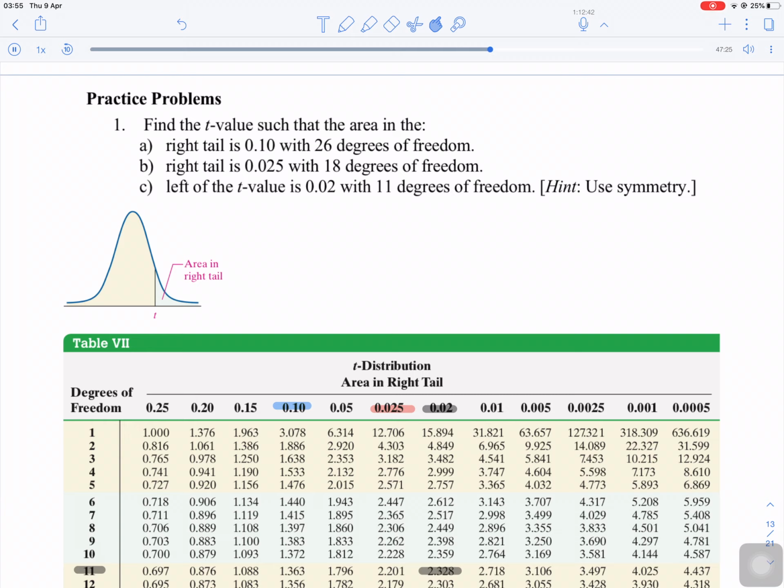Welcome to section 9.2, estimating the population mean. And at this point, we begin to work through the practice problems for this section. So we start with problem 1.